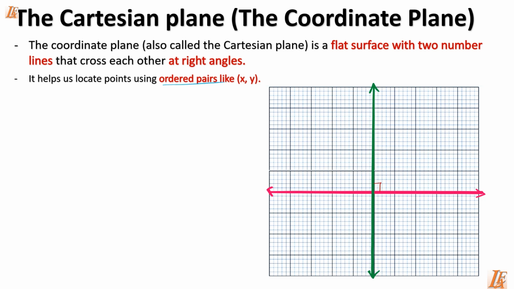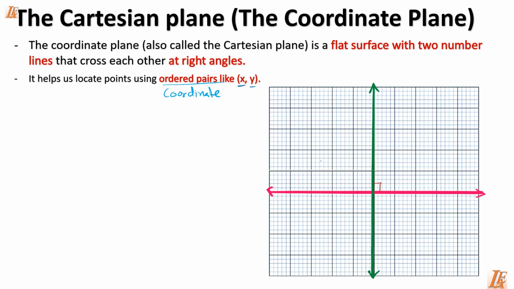Ordered pairs, sometimes we call them coordinates. The coordinates are always in the format of (x, y). So x comes first and then y follows. When you are locating them on this Cartesian plane, you must first locate the point on the x-axis, followed by the y-axis. If you forget this, remember the alphabetical order. X comes first, then y follows, and that is exactly what we do here.